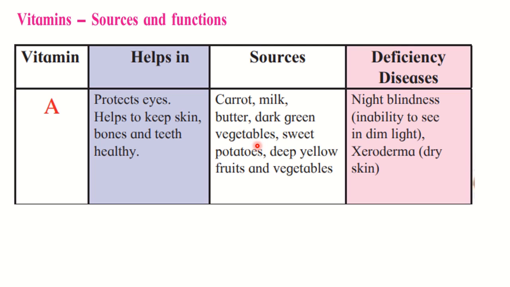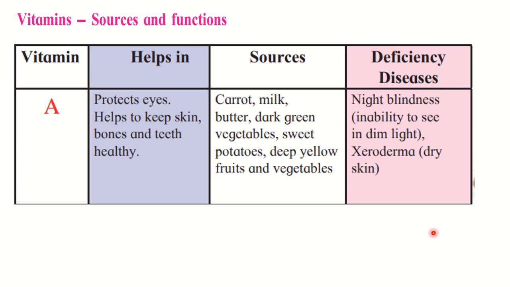Deficiency of vitamin A can cause night blindness and xeroderma. Xeroderma is a skin disease in which the skin becomes dry, and night blindness is a disease in which the person can see normally in daytime, but cannot see properly in dim light, especially at night. That is called night blindness.